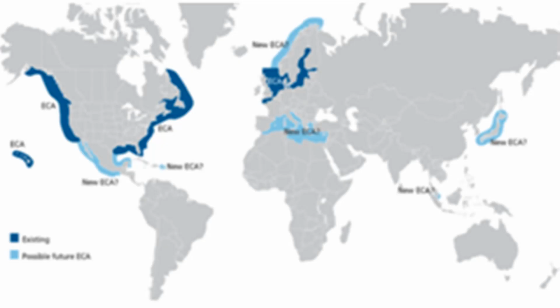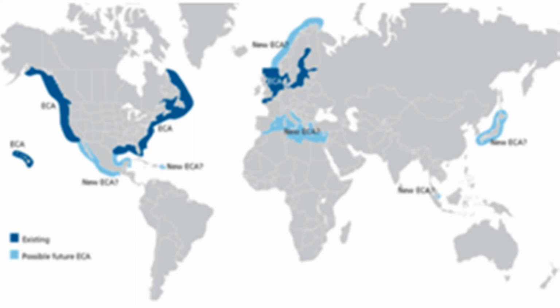Now there are 4 ECAs in respect of SOx and particulate matter, starting with the Baltic ECA, then there is the North Sea ECA, and then there are the United States emission control areas in respect of designated coastal areas of the US and Canada, and then there is the US Caribbean, including Puerto Rico and the Virgin Islands.